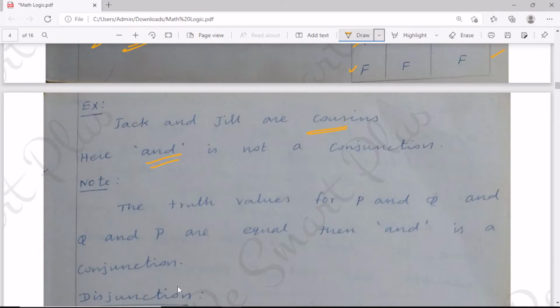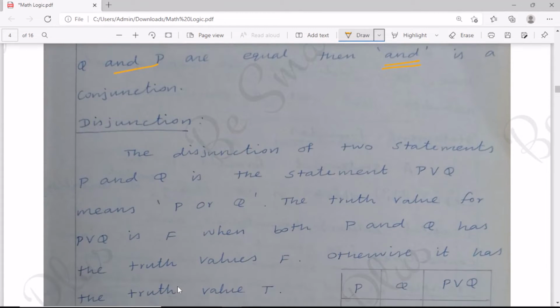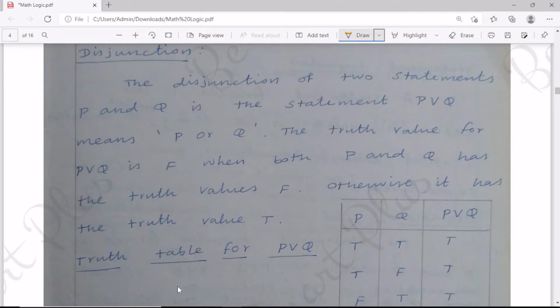Why? Note that only when the truth values for P and Q and P are equal, "and" is taken to be a conjunction, or otherwise you can't take "and" as a conjunction. Okay. Next, we move on to disjunction.